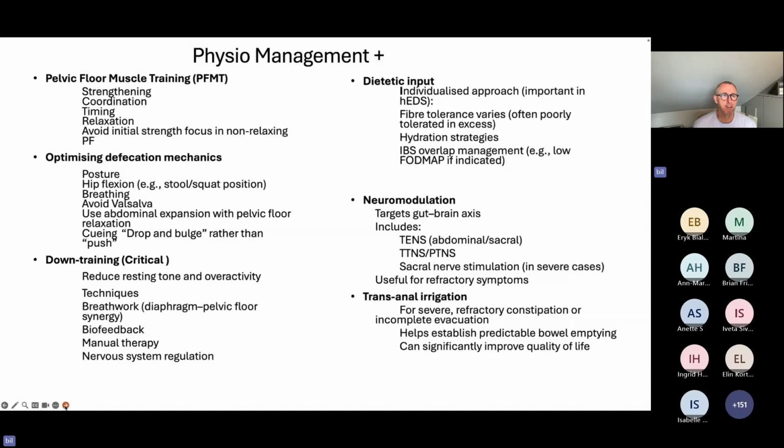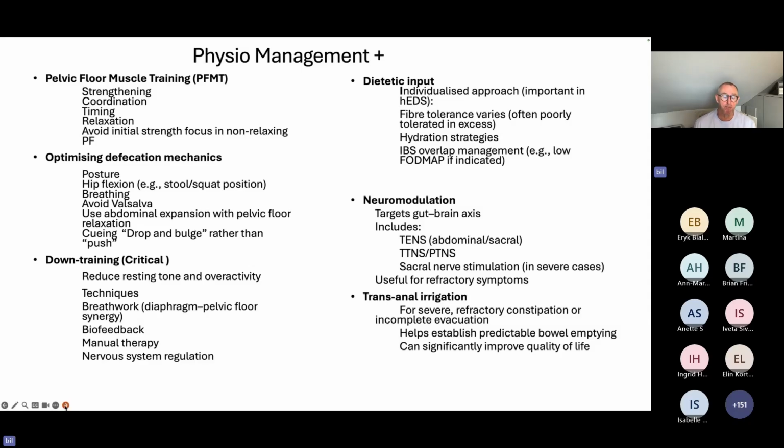We want to optimize defecation mechanics. We want to look at posture, hip flexion, squat, stool position that we're all aware of, breathing, avoiding Valsalva, because Valsalva doesn't really help with emptying the bowel. Use abdominal expansion with pelvic floor relaxation, cueing drop and bulge rather than push. Down training is really critical. We need to reduce resting tone and overactivity. Breath work, biofeedback, manual therapy, like body awareness work.